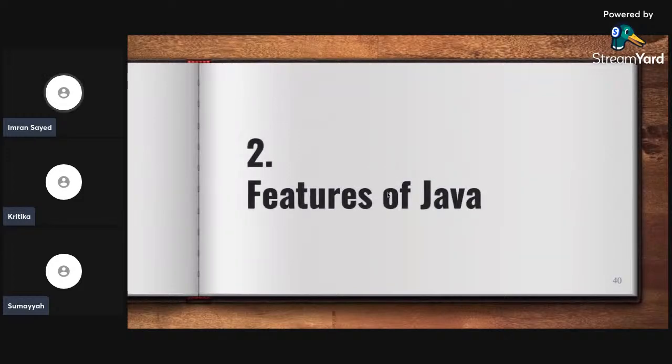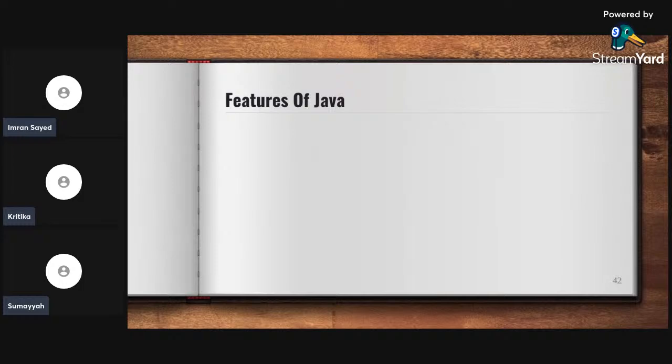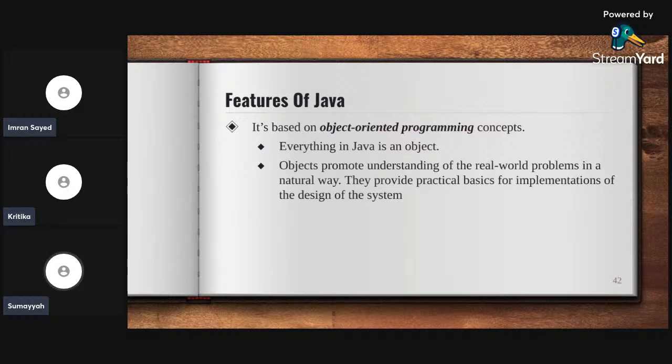Okay, features of Java. Okay, so Maya. Features of Java. It's based on object oriented programming concepts. Everything in Java is an object. Objects promote understanding of the real world problems in a natural way. They provide practical basics for implementations of the design of the system.